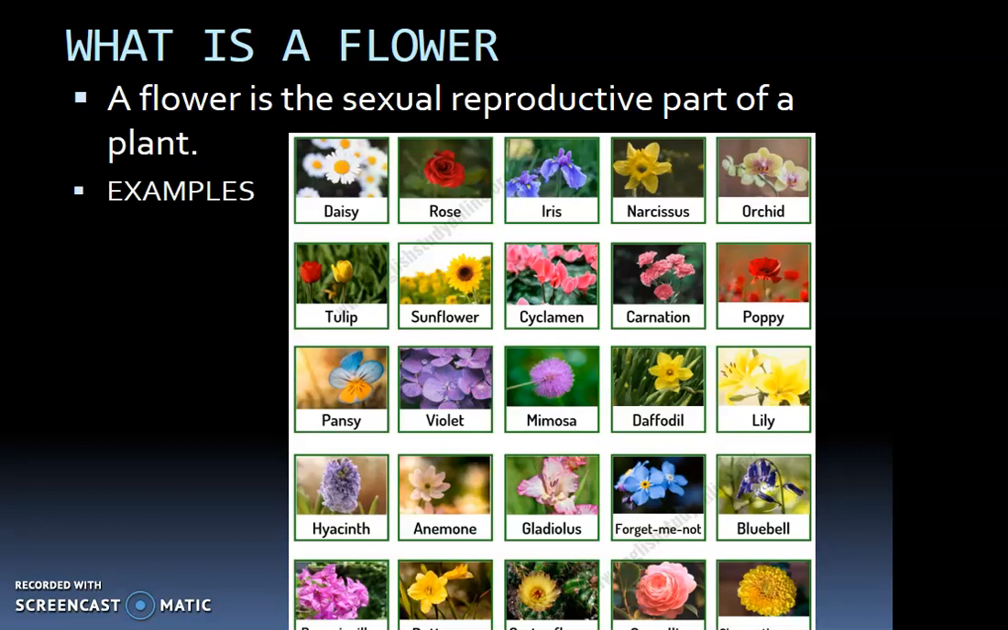There are so many examples of flowers. These include daisy, rose, iris, sunflower, violet, mimosa, lily, daffodil, bougainvillea, and a lot more. And I'm sure you know even examples that have not been listed here.